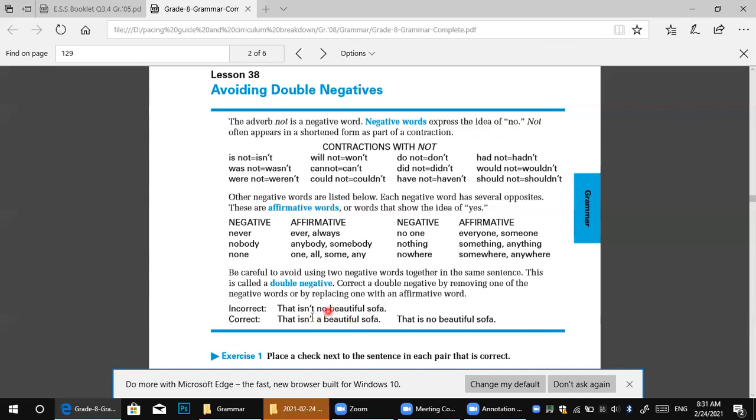That isn't, there is isn't and no. Isn't adds a negative and no is a negative. Negative plus negative. So here, "That is no beautiful sofa." "That isn't a beautiful sofa." But "That isn't no beautiful sofa" is wrong. He's trying to make us aware.